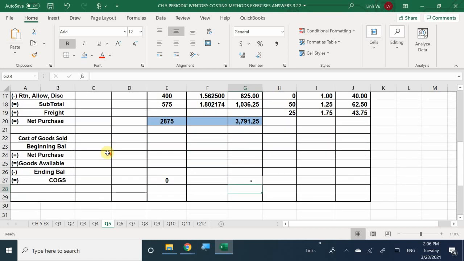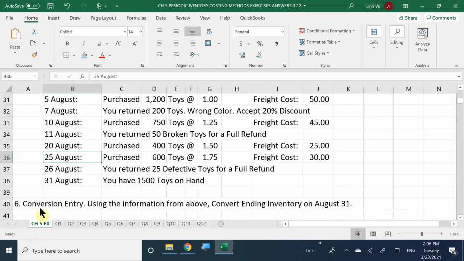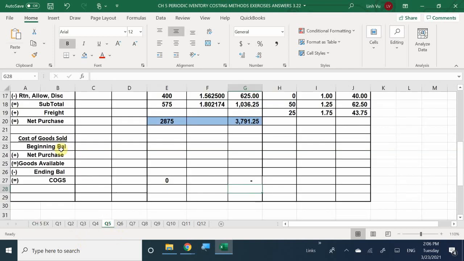All right. So let's see. What was the amount that we had? So on August 31st, you have a total of 1,500 toys. So 1,500 toys is going to go right here to ending inventory.